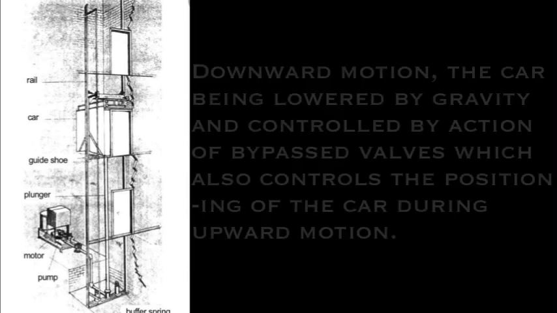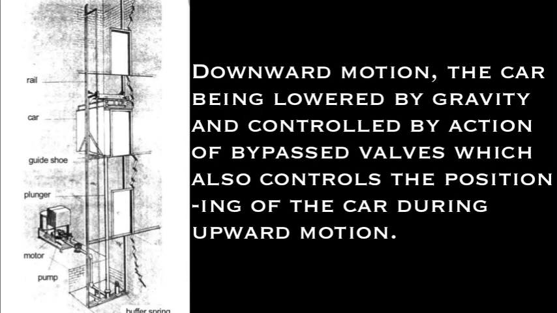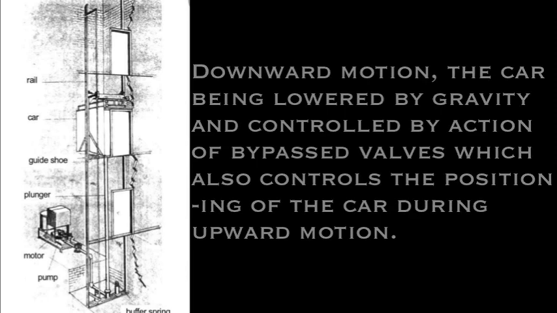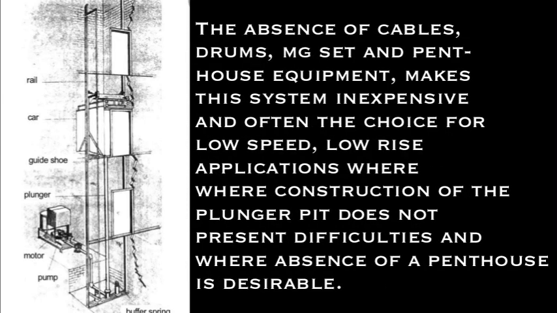The pump is stopped during the downward motion, the car being lowered by gravity and controlled by the action of bypass valves, which also control the positioning of the car during the upward motion. The absence of cables, drums, motor-generator set, and penthouse equipment makes this system inexpensive, and often the choice for low-speed, low-rise applications, where construction of the plunger pit does not present difficulties and where the absence of the penthouse is desirable.